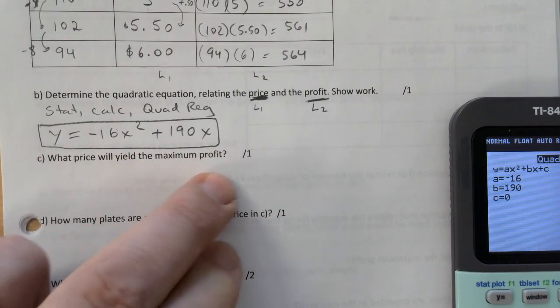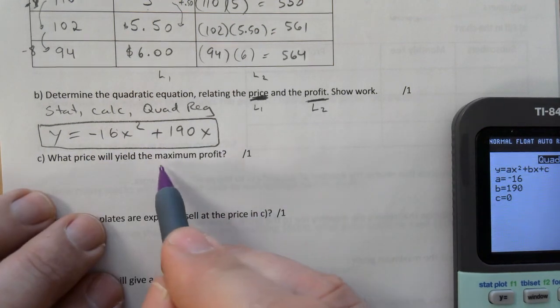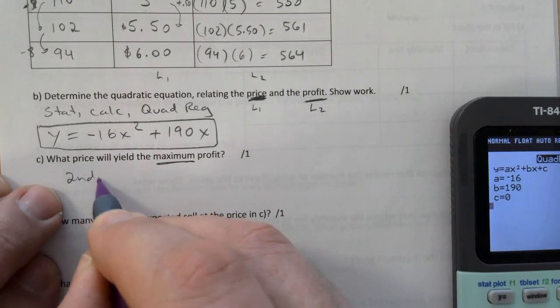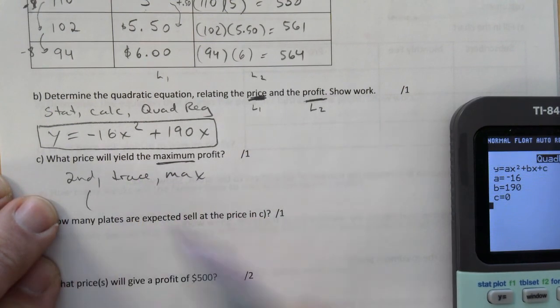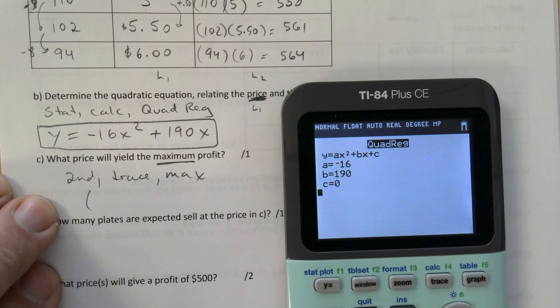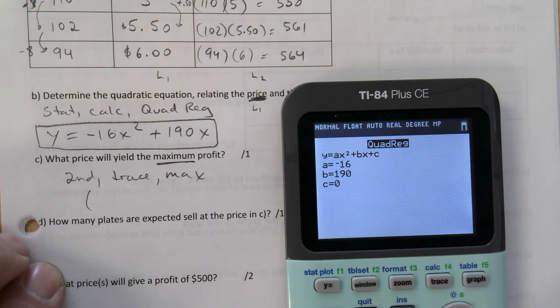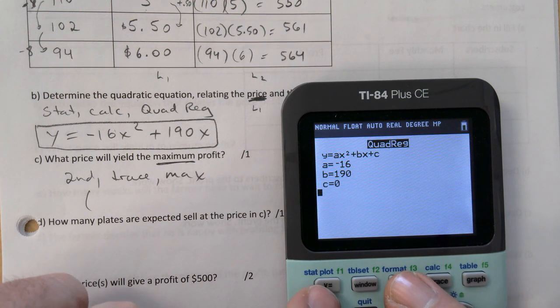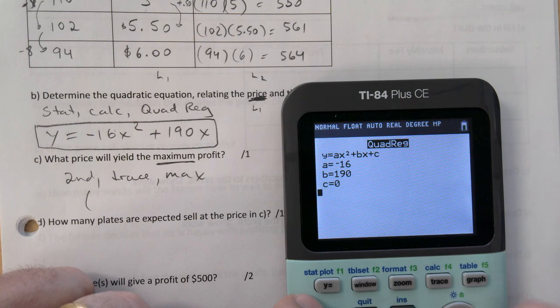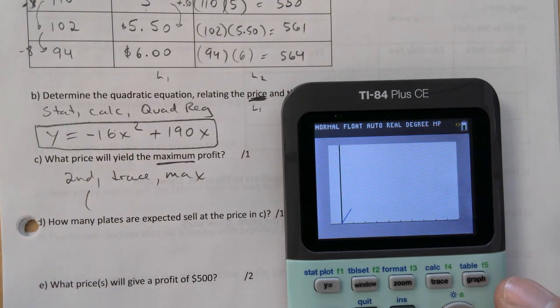What price will yield the maximum profit? Maximum is the key word there. I'm going to find the vertex, and I'm going to get a point. So now it's the key of graphing. You can go ahead and try graph. But remember, Zoom 9 is your friend sometimes, but Zoom 9 will only work if plot 1 is turned on. Okay, so I'm going to go ahead and graph it, see if I see it. Oh, there. And I do see most of it, so no need for Zoom 9, really.